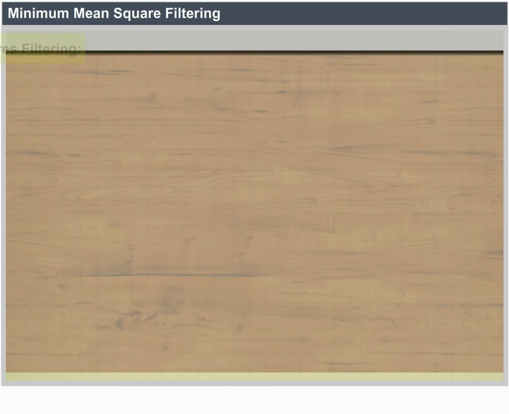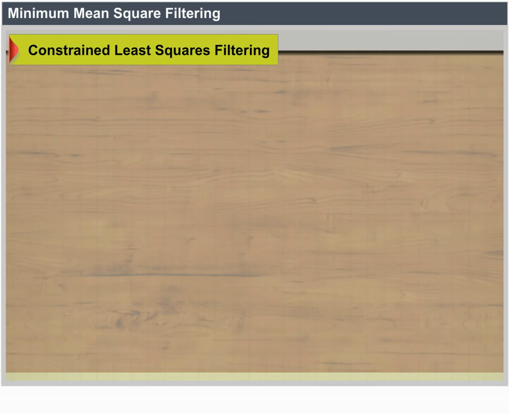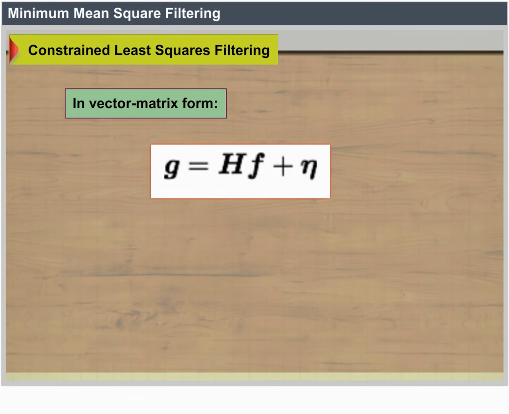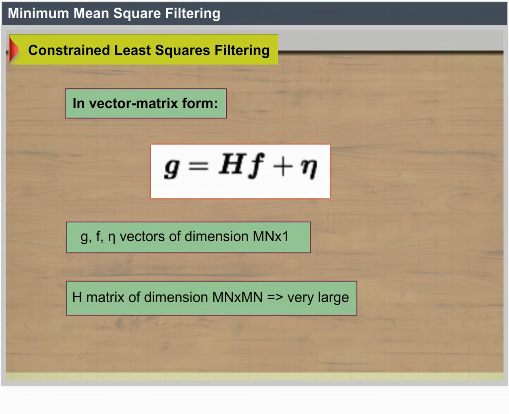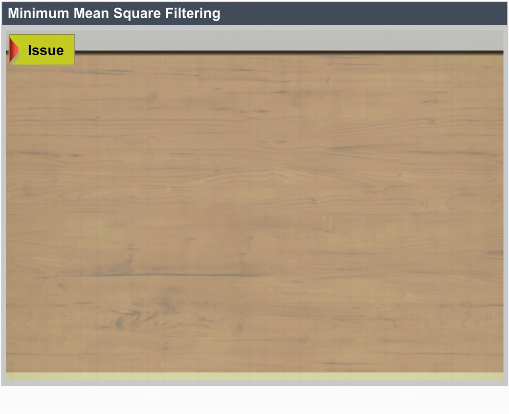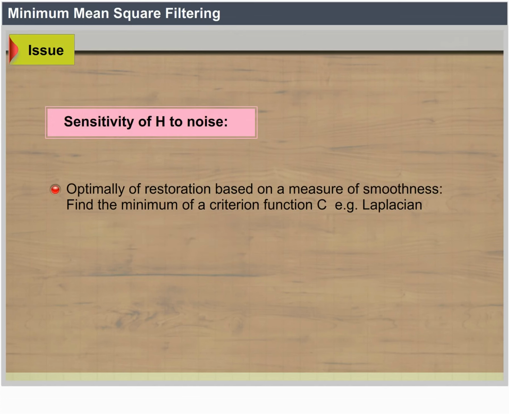Constrained least square filtering. In vector matrix form, g equals Hf plus eta. g, f, and eta are vectors of dimension mn by 1. H, a matrix of dimension mn by mn, is very large. Issue: sensitivity of H to noise. Optimally, restoration based on a measure of smoothness.